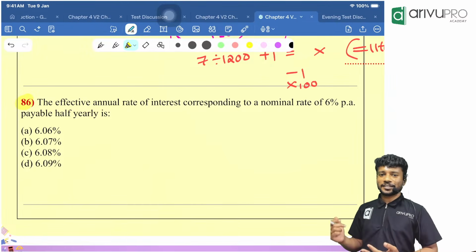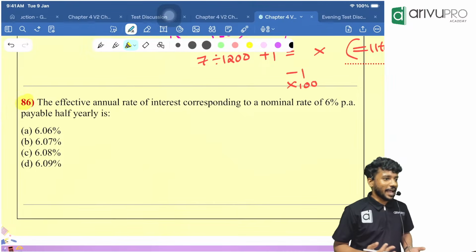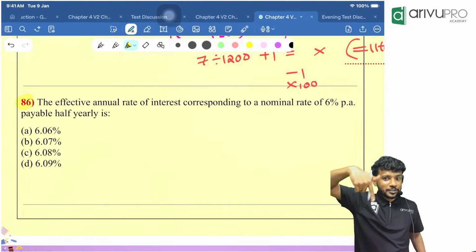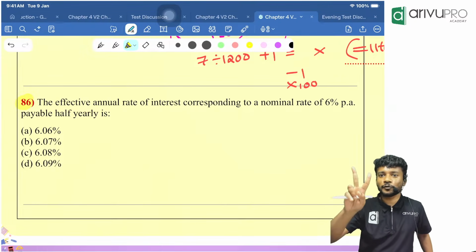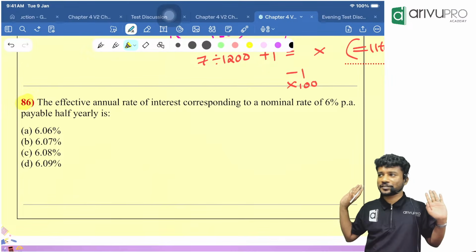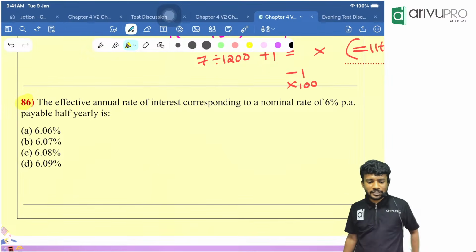Then there is annuity. Tomorrow we'll be dealing with annuity. Annuity is a topic which will come for 7 marks. A 7 marks question will be there from annuity. We just have 2 formulas, and we can solve all the questions using those two formulas. Okay. Now try this, people.